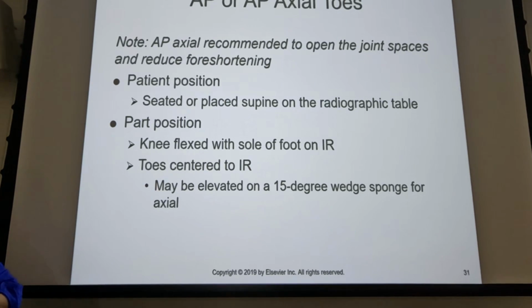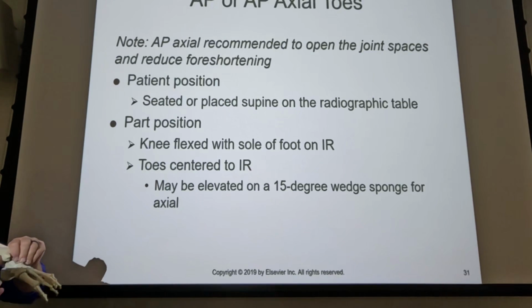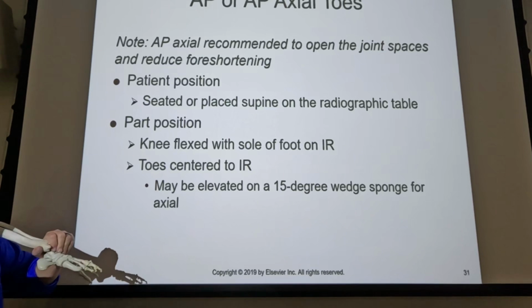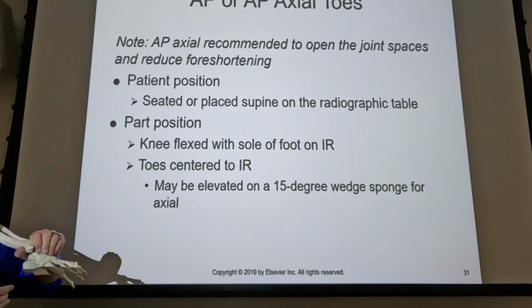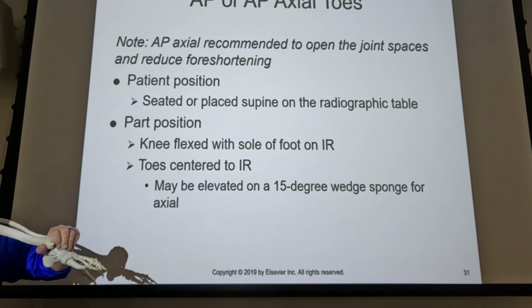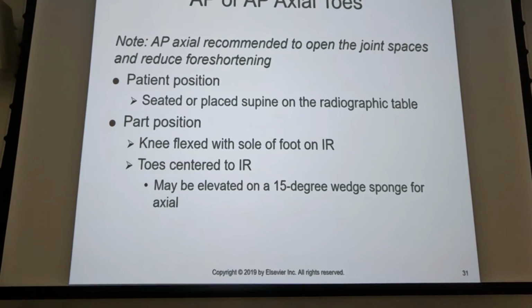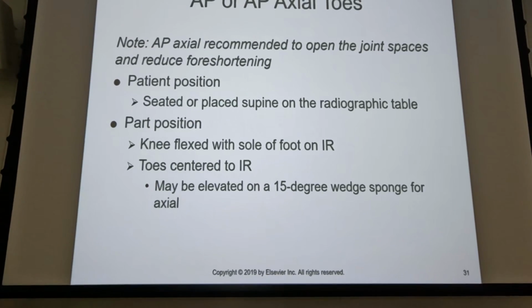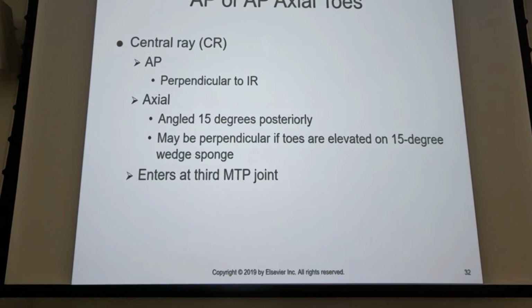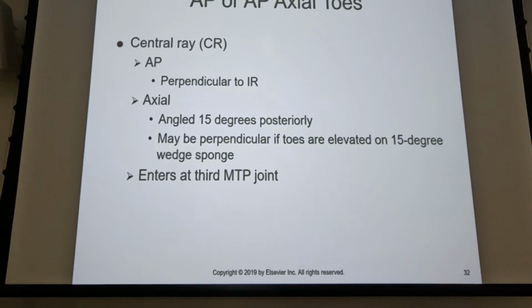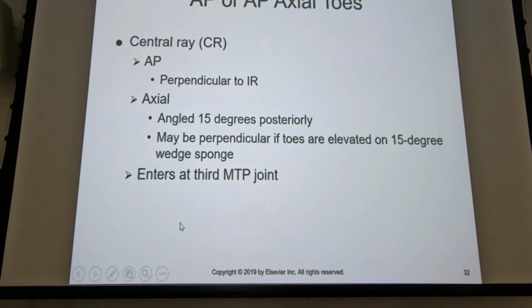I don't know how many times I've seen you had everything perfect, and when the image came out, what you had was half of the metatarsals, the entire heel, and about that much direct exposure behind the image receptor. So take a look before you push the button and make sure that they're still in the light field. So that's 15 degrees posteriorly, 15 degree sponge.